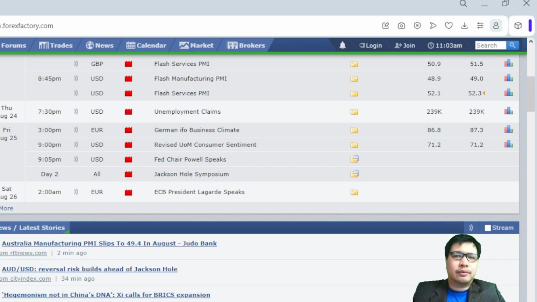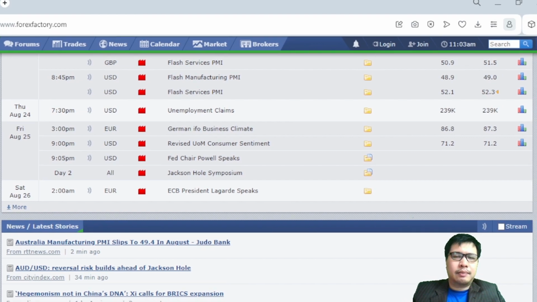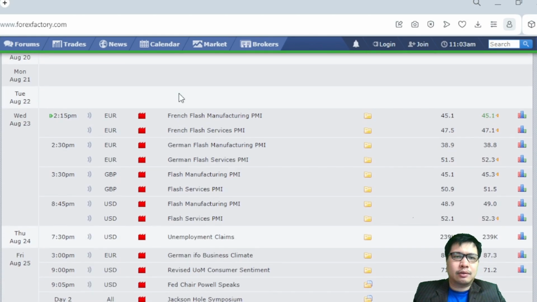So what we'll have for today, let me just show you a little bit. If you can see here in my Forex Factory, today is Wednesday, the 23rd of August. So we will have some flash manufacturing and flash services PMI from several countries, such as in the Euro, we will have France and Germany. Meanwhile, we will also have the UK and the US.